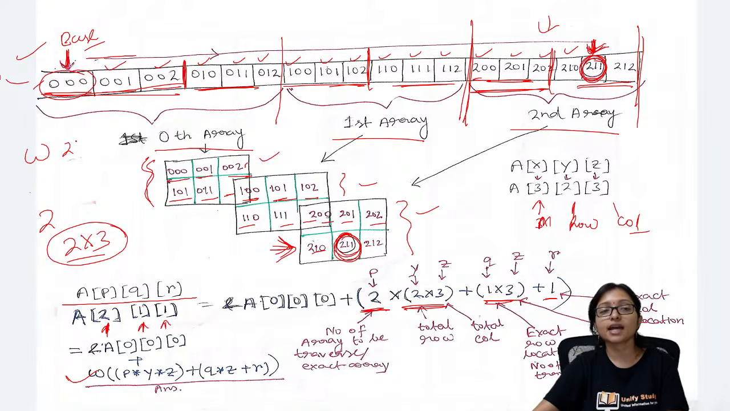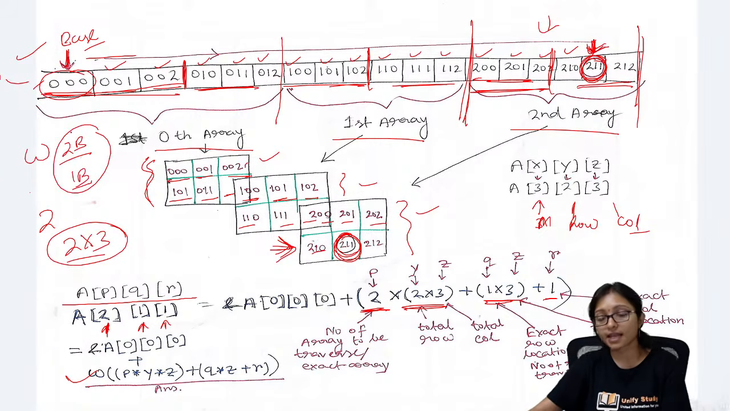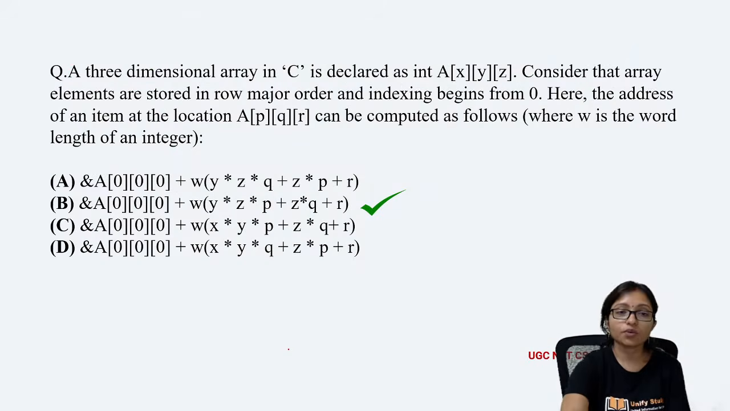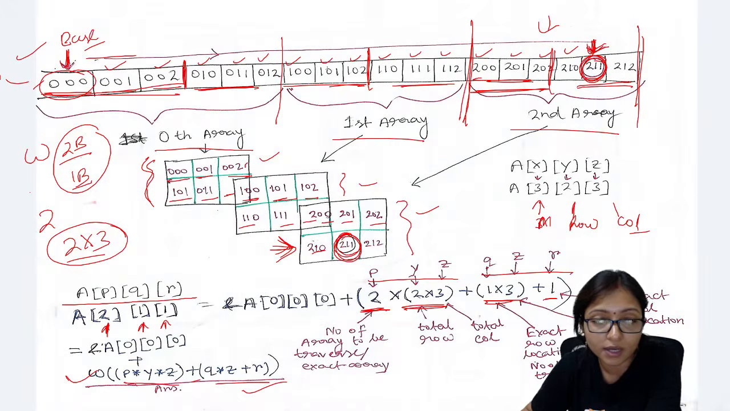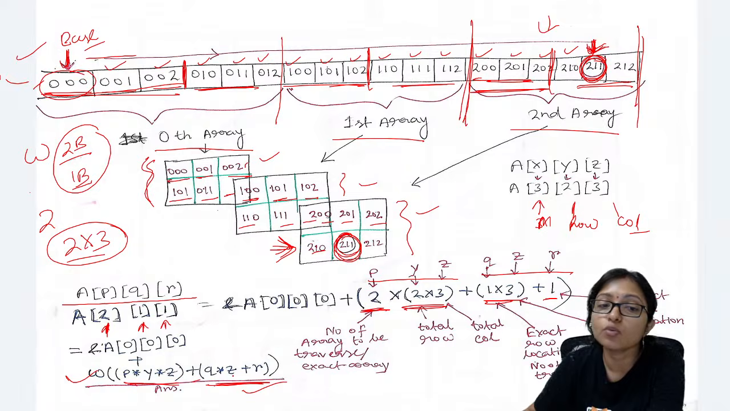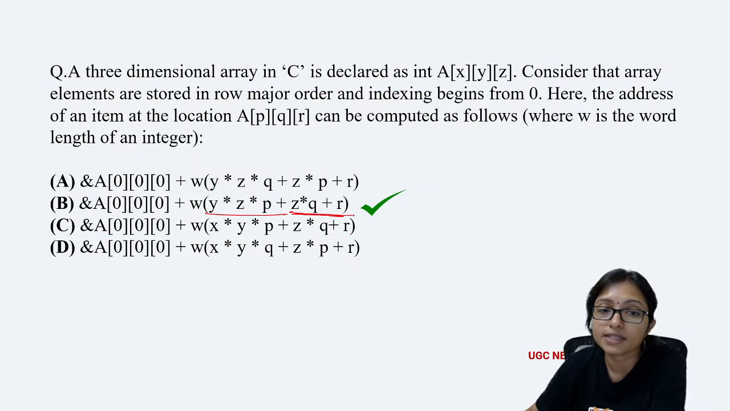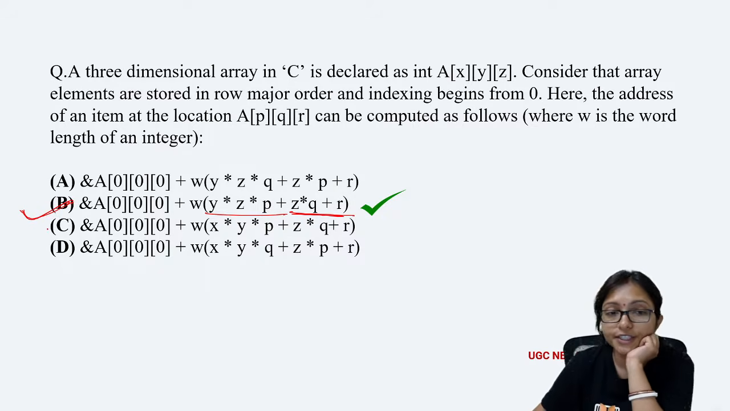If it is an integer, then maybe 2 bytes. If it is a character, then maybe 1 byte. That is my size, that's why W, and it is P multiply Y multiply Z. From here I am getting it. Then plus Q multiply Z plus R, and that is your answer. So here you are getting P multiply Y multiply Z plus Q multiply Z plus R. And this is your correct answer. Got it? How to do?